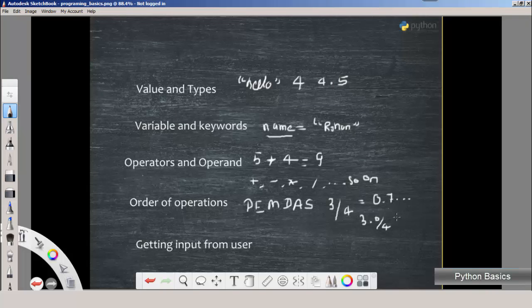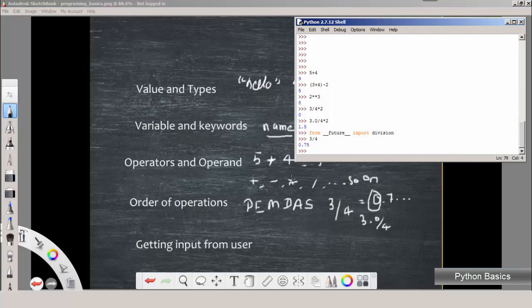Then it will return the value. Otherwise it will return only 0 because it is an integer. So this is the rule for division. Remember, if you are using division, either you have to import division from __future__ or you can use the divisor or dividend as a floating point.